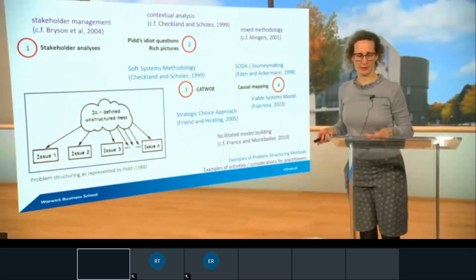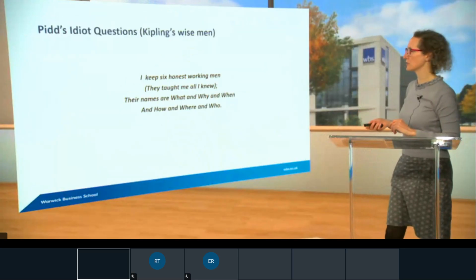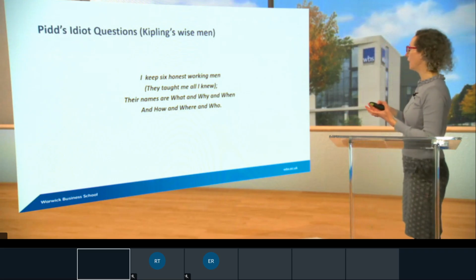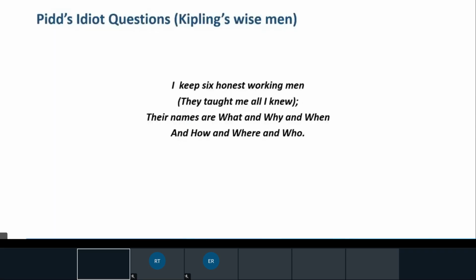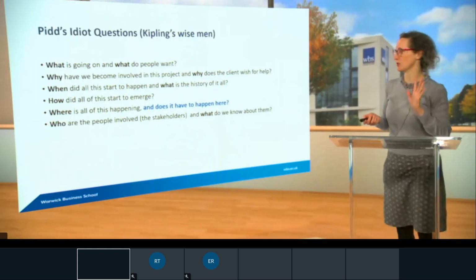So let's move ahead here. The idea of Pidd's idiot questions is based upon Kipling's wise men. I keep six honest serving men. They taught me all I knew. Their names are What and Why and When and How and Where and Who. So based upon these questions, the what, why, when, how, where, who, Pidd has developed these idiot questions.